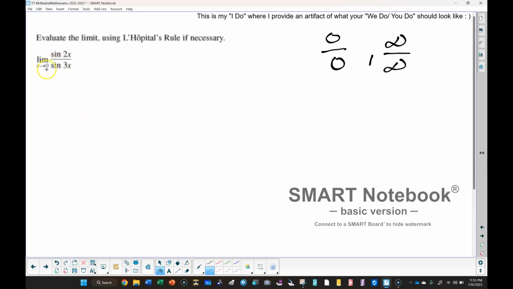Again, if I try to plug and play, it's not going to work. It gives me this indeterminate form. So what does L'Hopital's Rule tell me? Well, this is really awesome. It's going to give us an opportunity to work quickly, but really look at different scenarios where we have to differentiate. So that's huge practice.